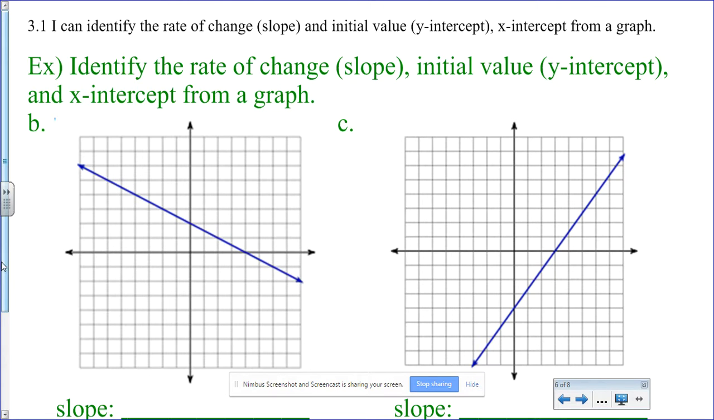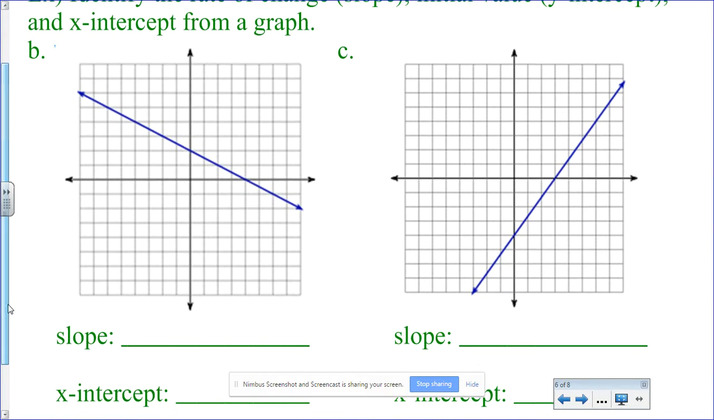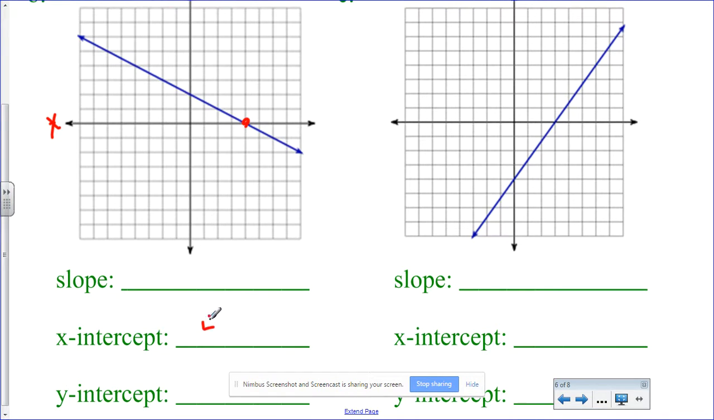Okay, for the next two graphs, we're going to do the same thing. We're going to find the x-intercept and y-intercept and also the slope. Okay, so remember my x-intercept is on my x-axis. So we're going to go over 1, 2, 3, 4. So my x-intercept is at (4, 0). And the y-intercept right here is at up 2. So up 2 would be (0, 2).